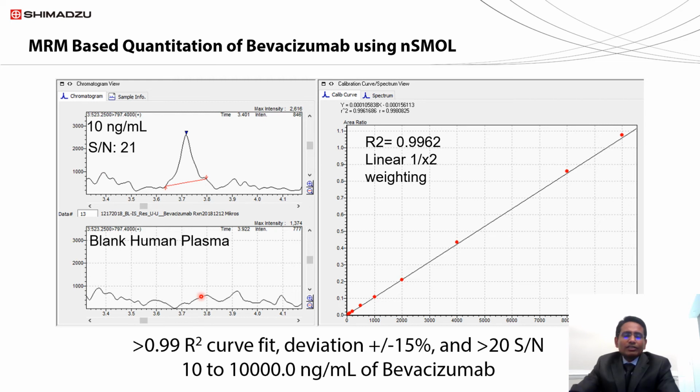And after the analysis from 10 nanogram per ml to 10,000 nanogram per ml, you can see that a calibration curve was obtained with the R-square value of 0.99, and the signal to noise ratio of the lowest peak was greater than 20. So this is a very good quantitation and calibration curve obtained using this protocol.